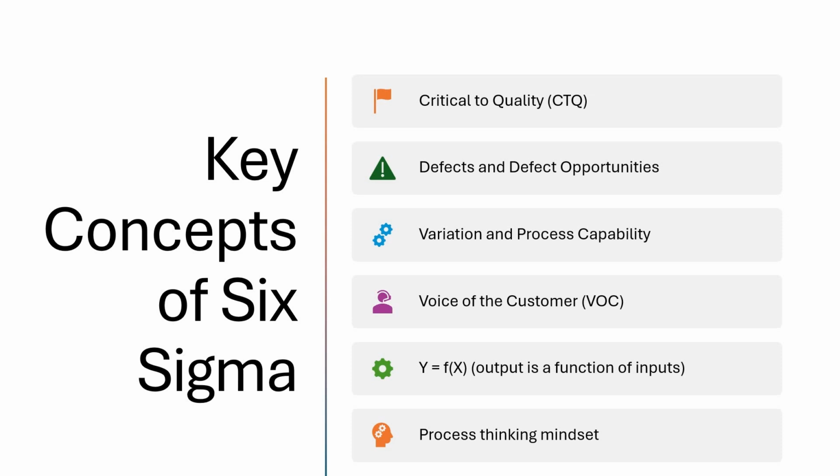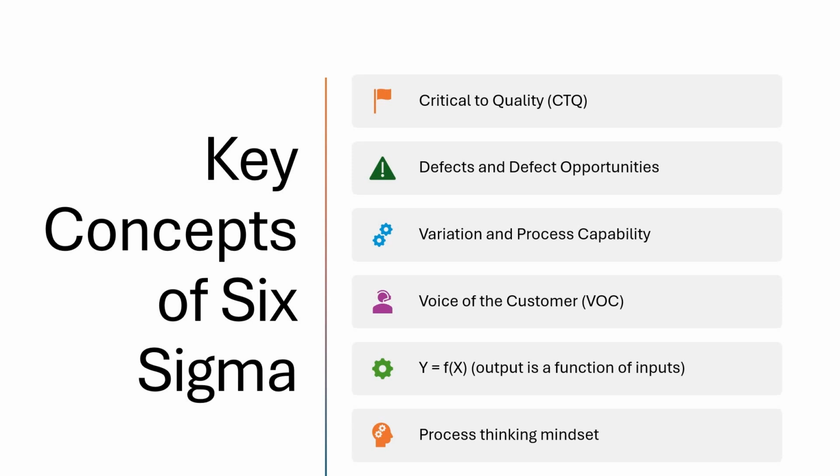Well, let's get into the next level where we need to understand the key concepts of Six Sigma. First term that you need to understand here is CTQ. CTQ is critical to quality. CTQs are the measurable characteristics that are most important to the customer.